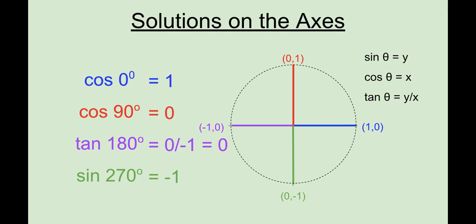Okay, so we're going to figure out the trig ratios of the axes. We actually use the ordered pairs and then these equalities. Okay, all right, so let's go backwards.